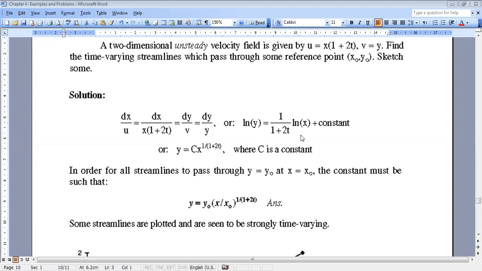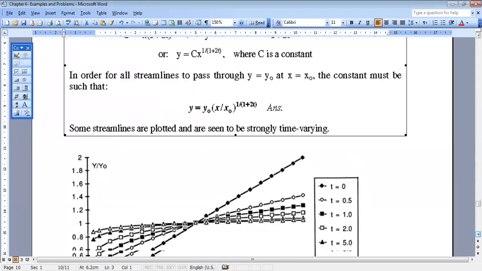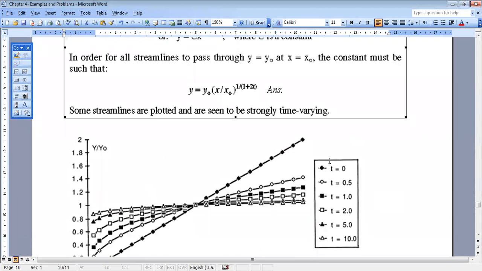If we want to sketch some of these streamlines, you can put different values for t. By putting several values for t, you can sketch several streamlines that pass through point x0, y0 at different times.